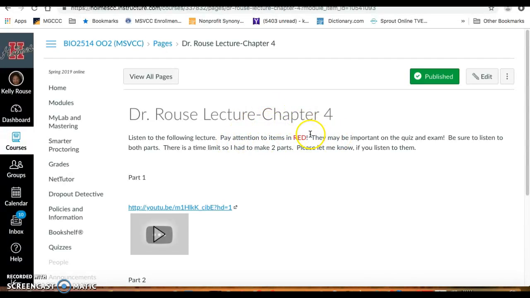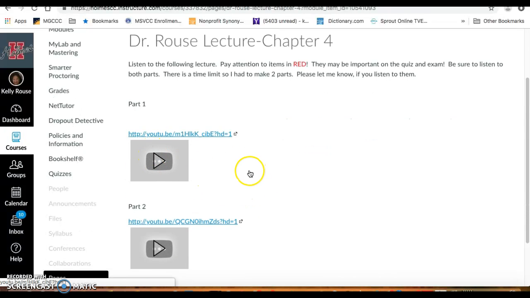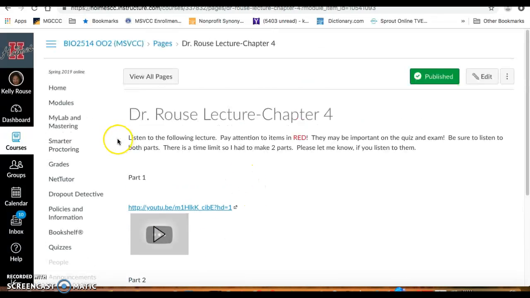And I'm explaining to you to pay very close attention to the items in red and listen to everything. Try to use it to help you understand the notes, help you understand the material. It is broken down into 2 individual parts, each of those being 15 minutes.